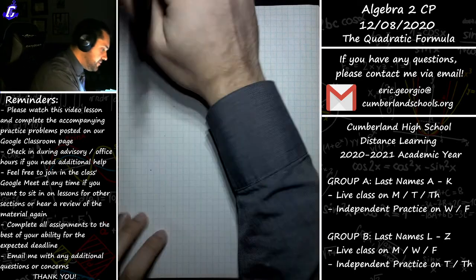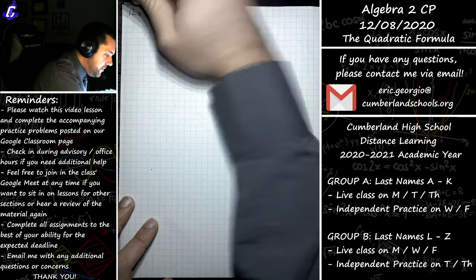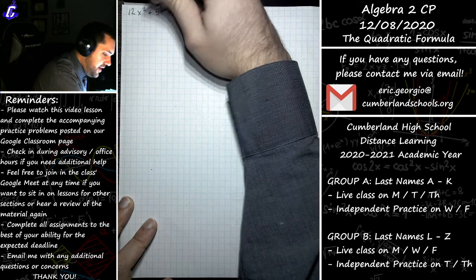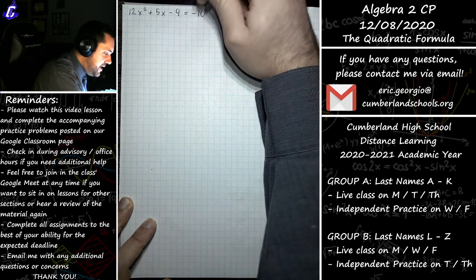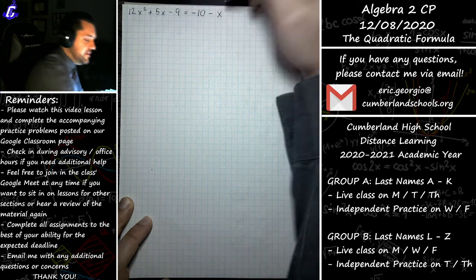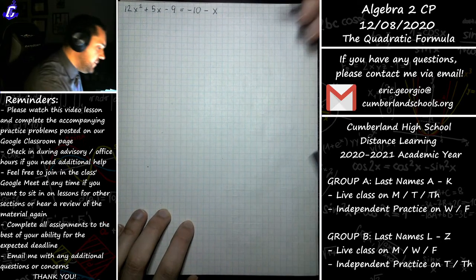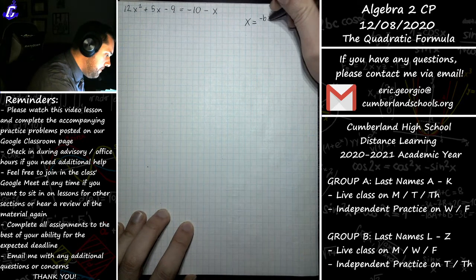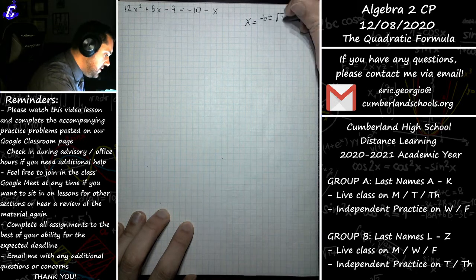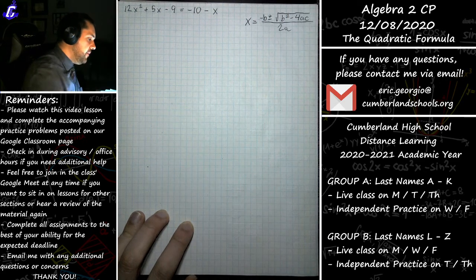How about 12x squared plus 5x minus 9 equals negative 10 minus x. Oh boy, look at that. Look at all those terms jumbled around. I'm just going to rewrite my quadratic formula here so you see it, so it doesn't get lost. You might even be singing it to yourself as I'm writing it down. There we go. All right.